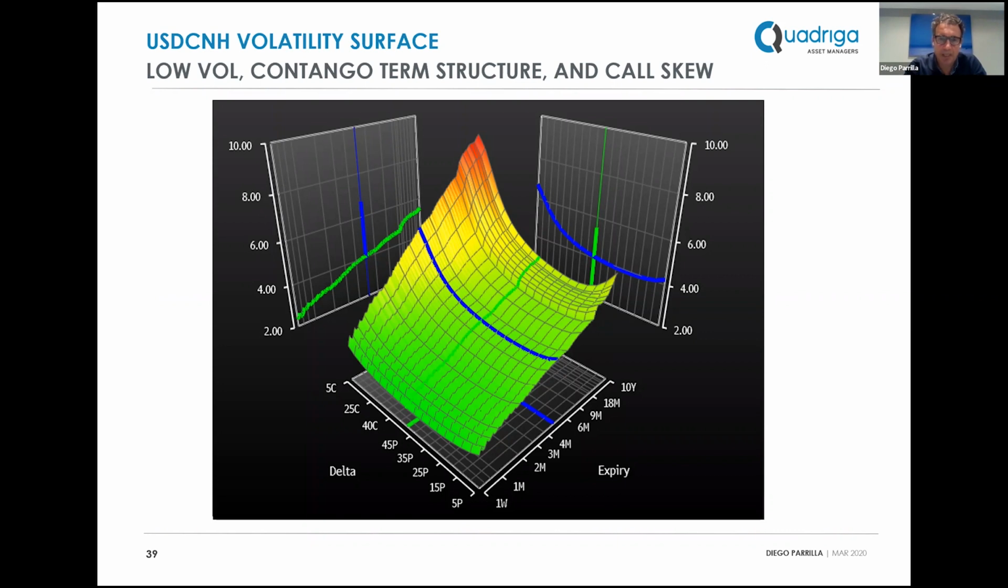pricing. You see the big contango as you go out, which is both in the forwards as well as the volatility, and also in the skewness, where the market is much more nervous about a big breakout of massive devaluation of the yuan than a big appreciation.